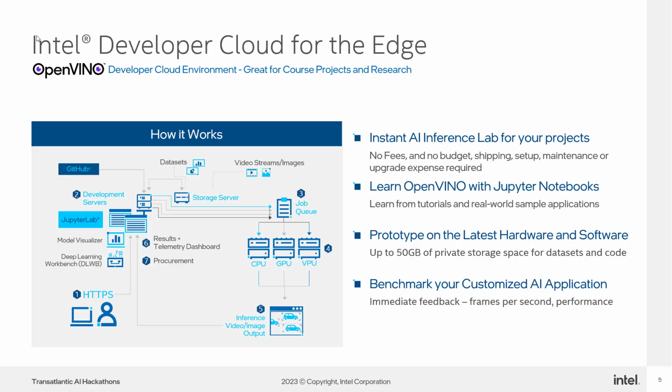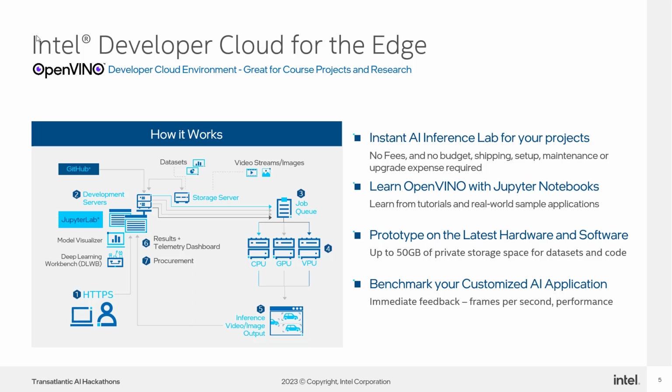Let's talk a bit about how the Intel Developer Cloud works. So number 1, it's an instant AI inference lab for your projects. There are no fees required, no budget, shipping, setup, maintenance, or upgrade expenses required. It's too expensive now, with the proliferation of all the different types of hardware available, for any one person to develop their own lab. You have access to a lab instantaneously with a whole range of equipment.